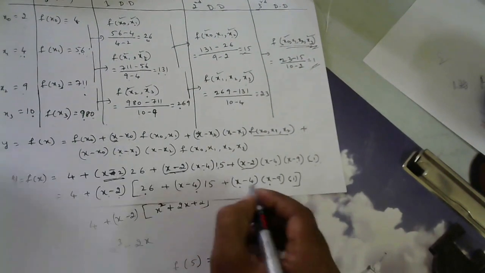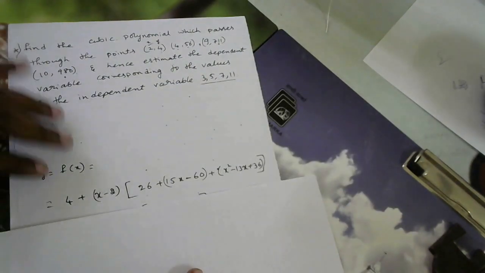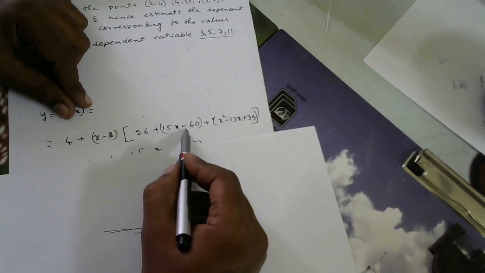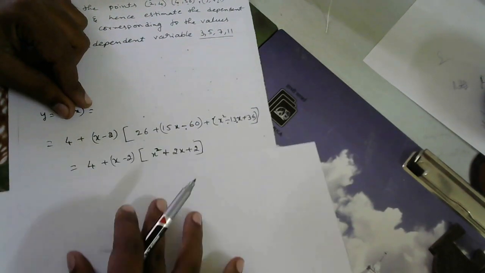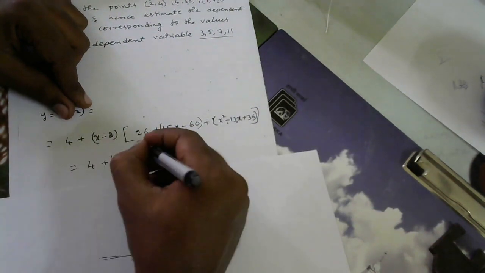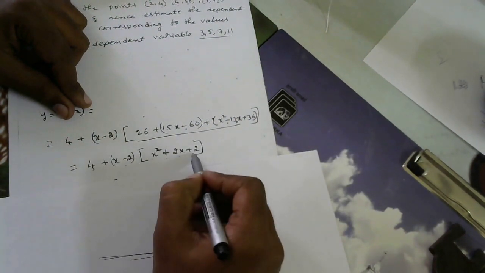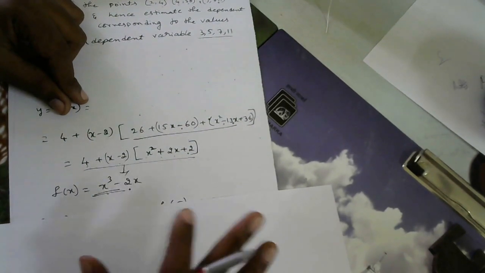Now if you simplify this one and this one, and here if you simplify that one, this much we will get. After that if you simplify this term, you'll get 4 plus x minus 2 into x square plus 3x plus 2. So if you simplify this, you'll get x cube minus 2x. So you get a cubic polynomial equation.